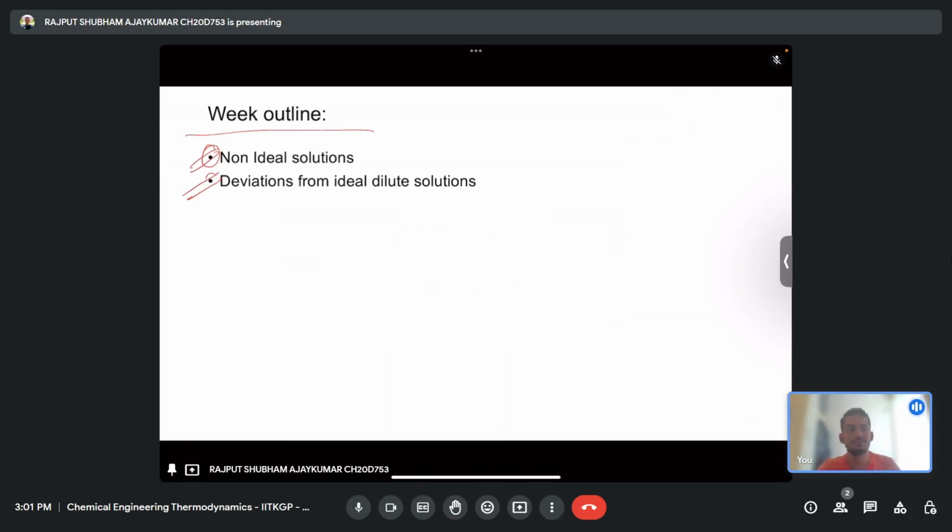In week 7 or week 8, we started with solutions. Apart from gases, there is another part called solution, that is, the liquid phase. We started with what ideal solutions and non-ideal solutions are, and this week we will cover mostly the content related to non-ideal solutions and the deviation from ideal dilute solutions.